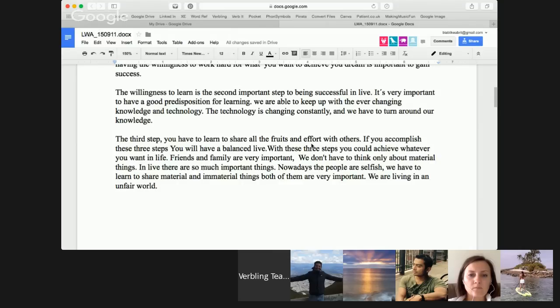The third step, you have to learn to share all the fruits and effort with others. If you accomplish these 3 steps, you will have a balanced life. With these 3 steps, you will achieve whatever you want in life. Friends and family are very important. You have to think only about material things. In life, there are so much important things.